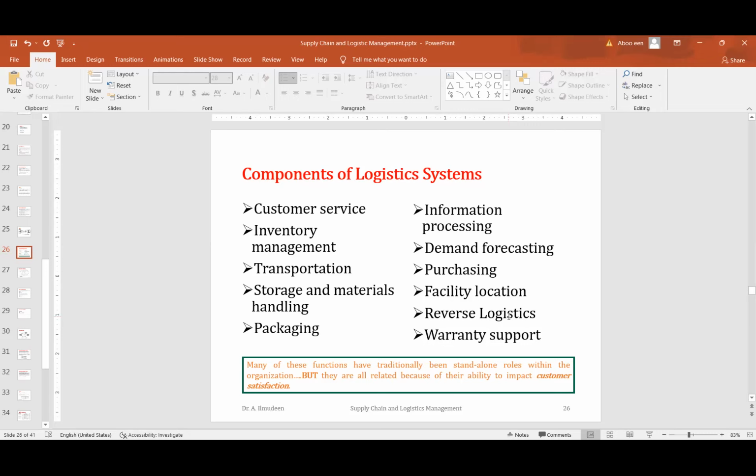If the quality is not fit for them, they will return it. At the same time, the customers can also return the purchased product to the company. So reverse logistics. Warranty support. So it is after-sales service: the warranties for the product and its support, warranty management, all these related activities.